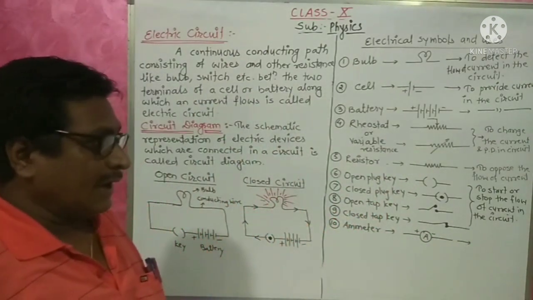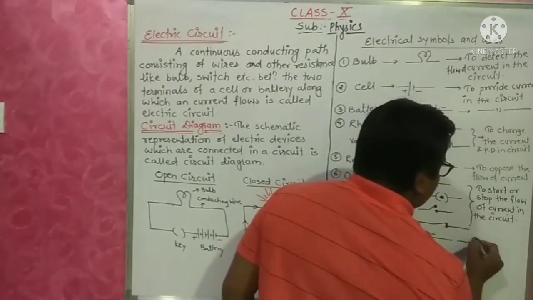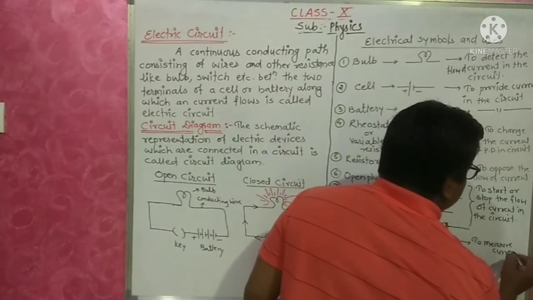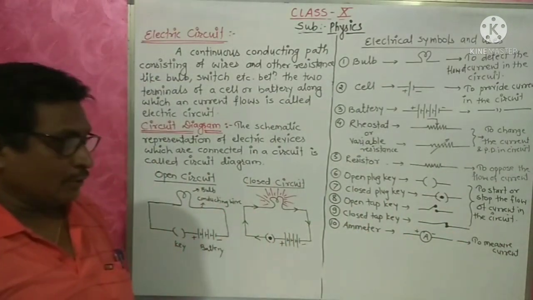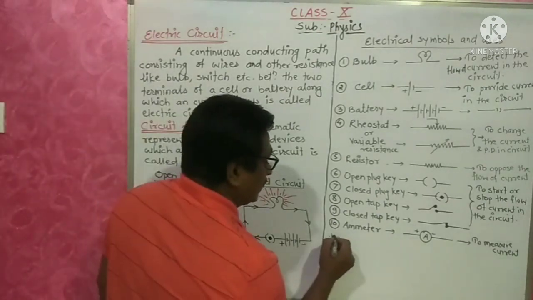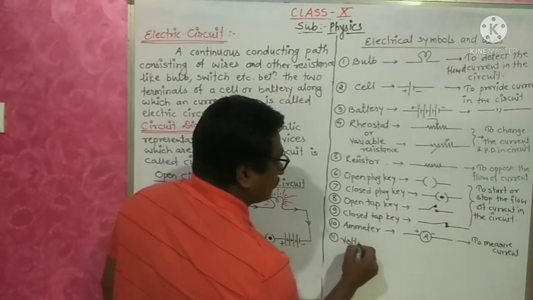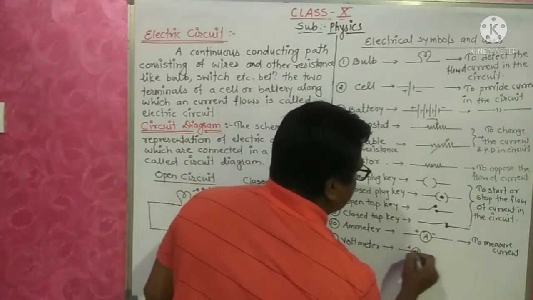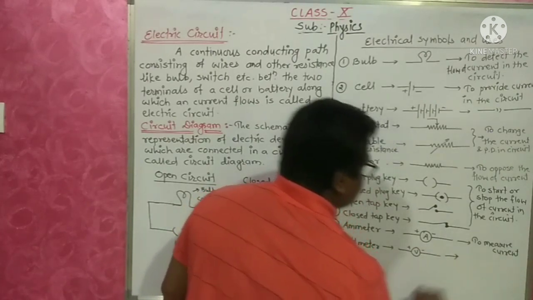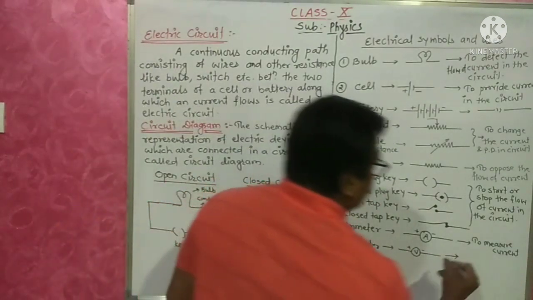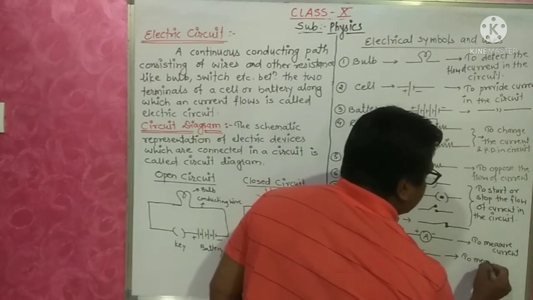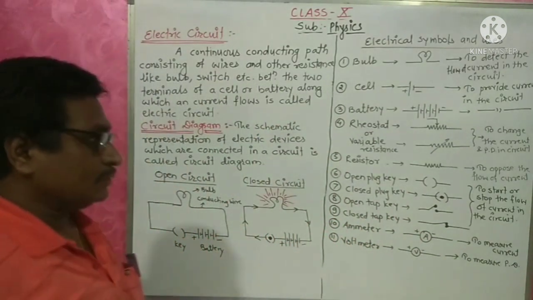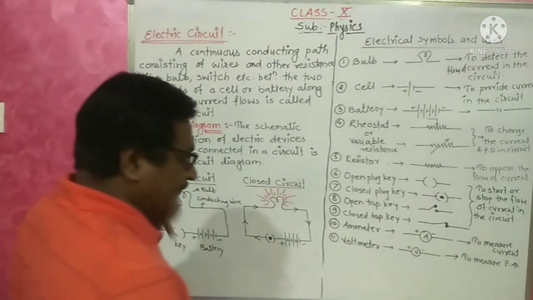This is the symbol of ammeter. What is the use of ammeter? To measure current. Next symbol is the voltmeter. This is the symbol of voltmeter. To measure potential difference. What is the use? To measure the potential difference.